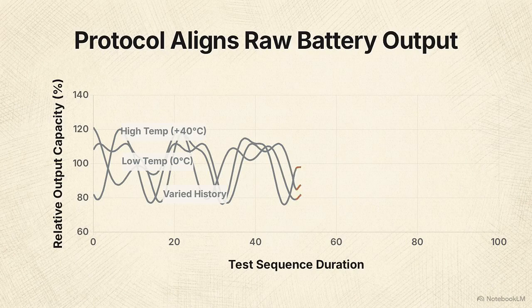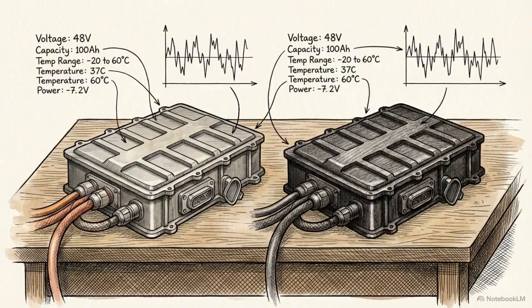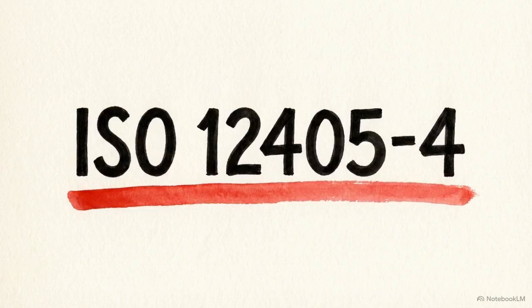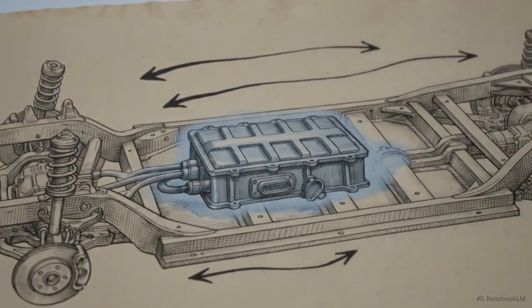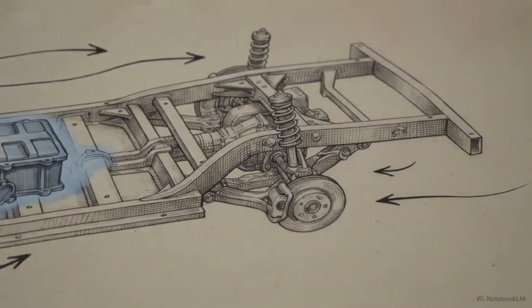To extract usable engineering data, test facilities force these variables into alignment using a protocol called ISO 12405-4. If an OEM is evaluating battery systems from two competing suppliers, looking at uncalibrated performance data provides zero actionable insight. The comparison fails without a rigidly normalized baseline. ISO 12405-4 provides that baseline. It is an international test specification designed specifically to equalize the playing field for electric vehicle traction batteries.